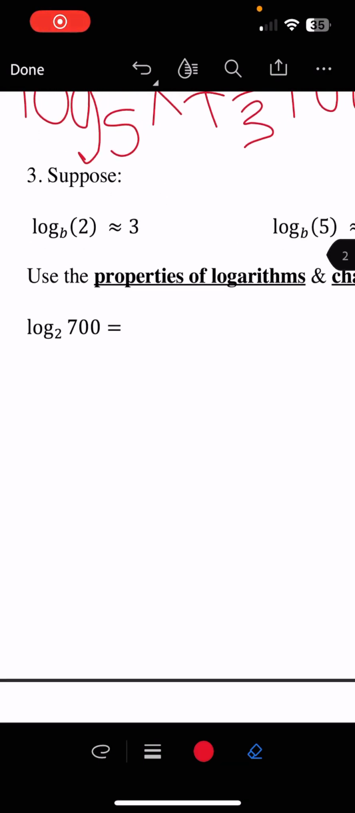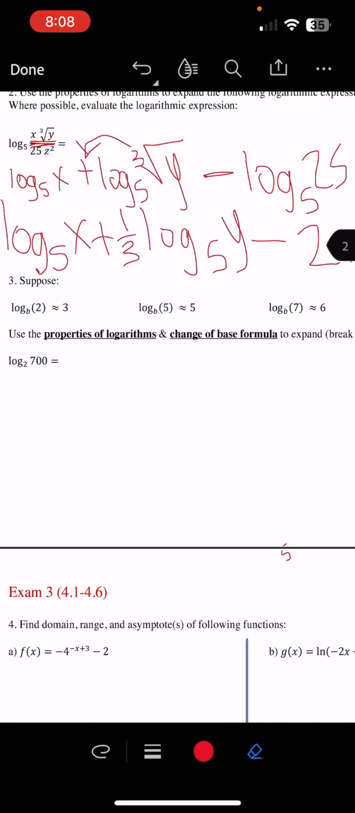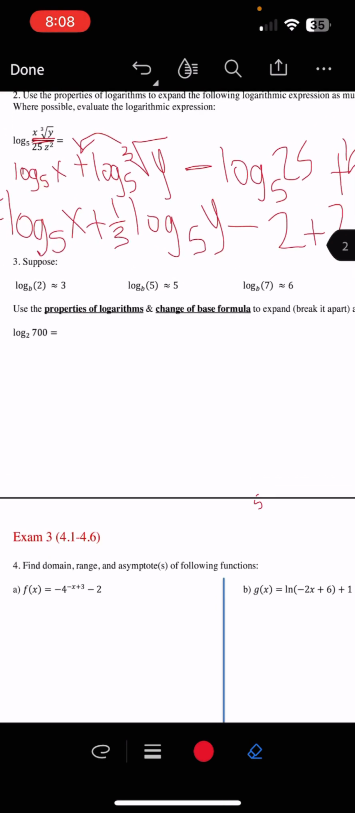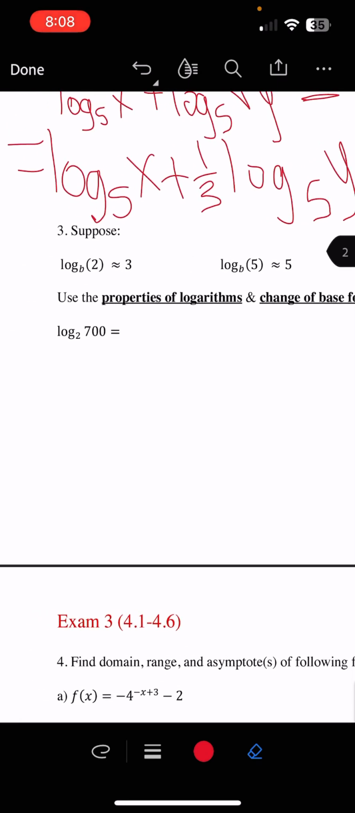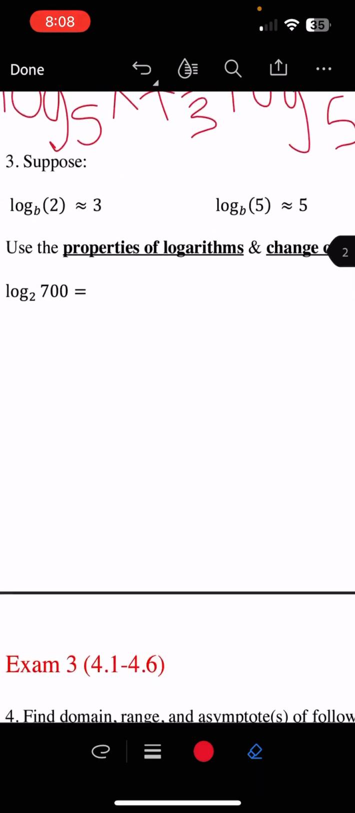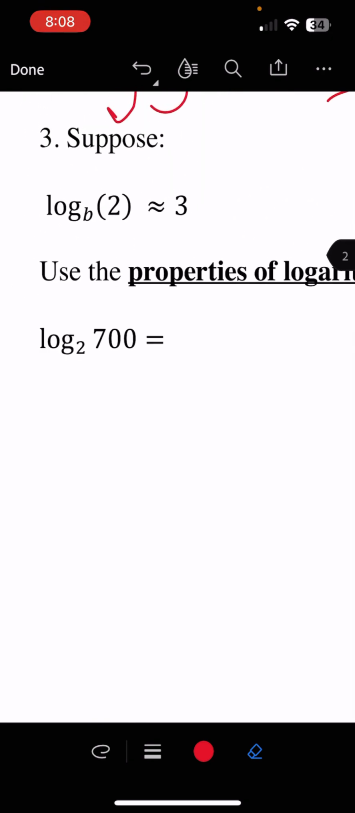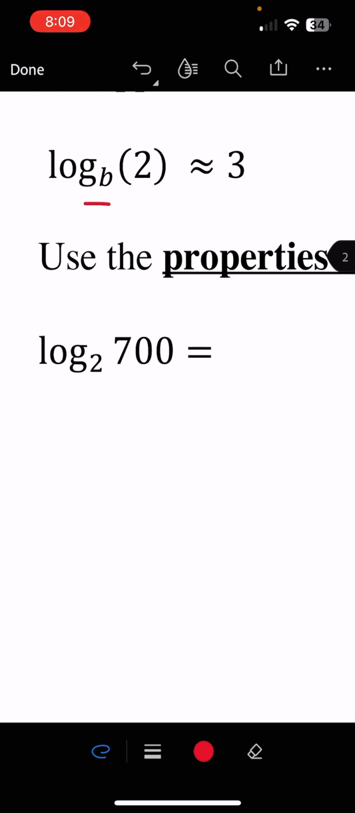Alright, so we're given three values, and then we're using that in the change of base formula, and we're going to expand it and break it apart and basically solve, or as they say, evaluate. So log base 2 of 700 equals what? Right off the bat, we're going to want to use our change of base formula, because as you can see, these two values are different, and we can't assume that 3 equals any part of 700 just because the bases are different, right?